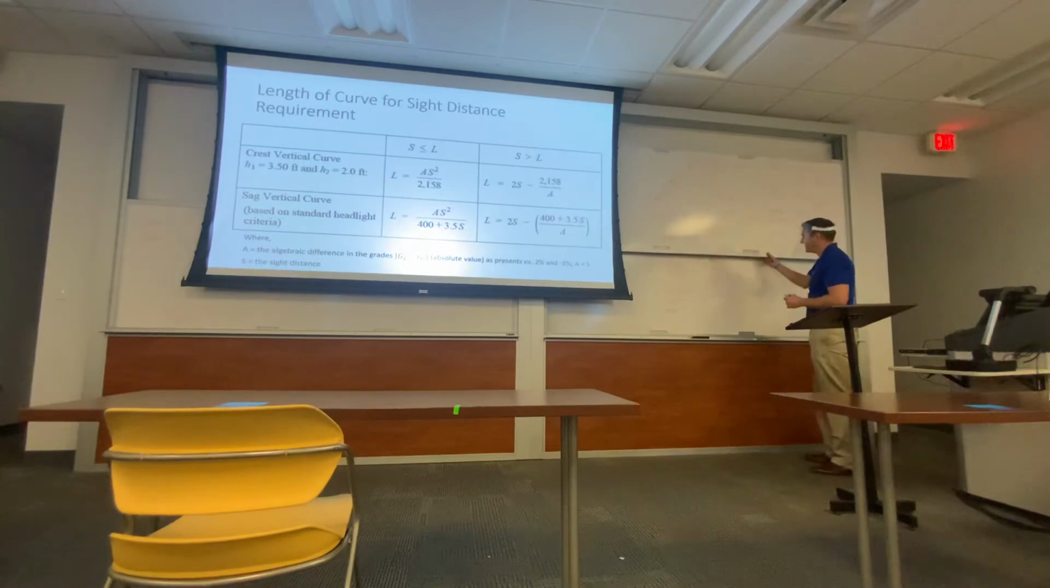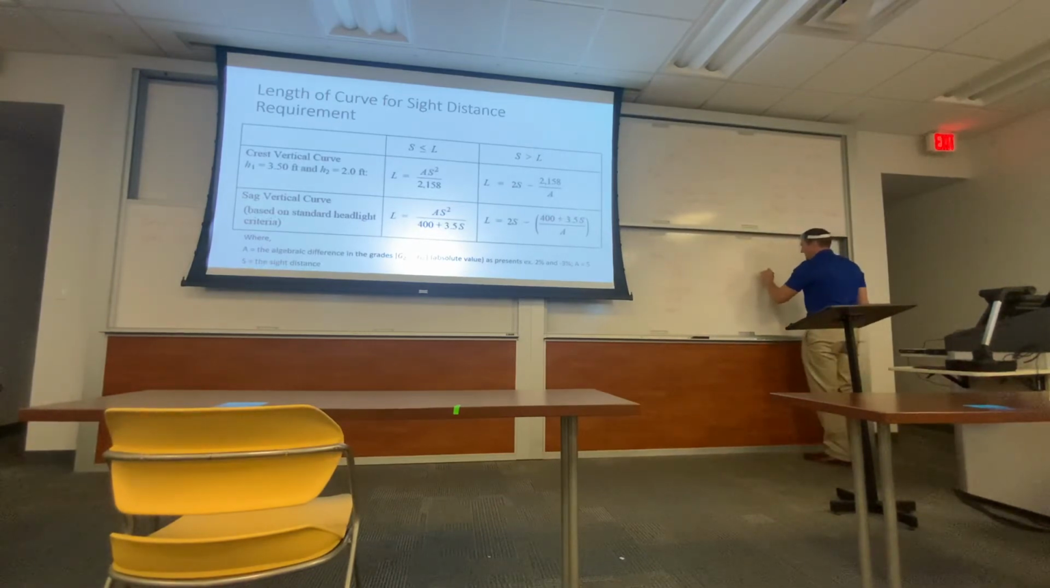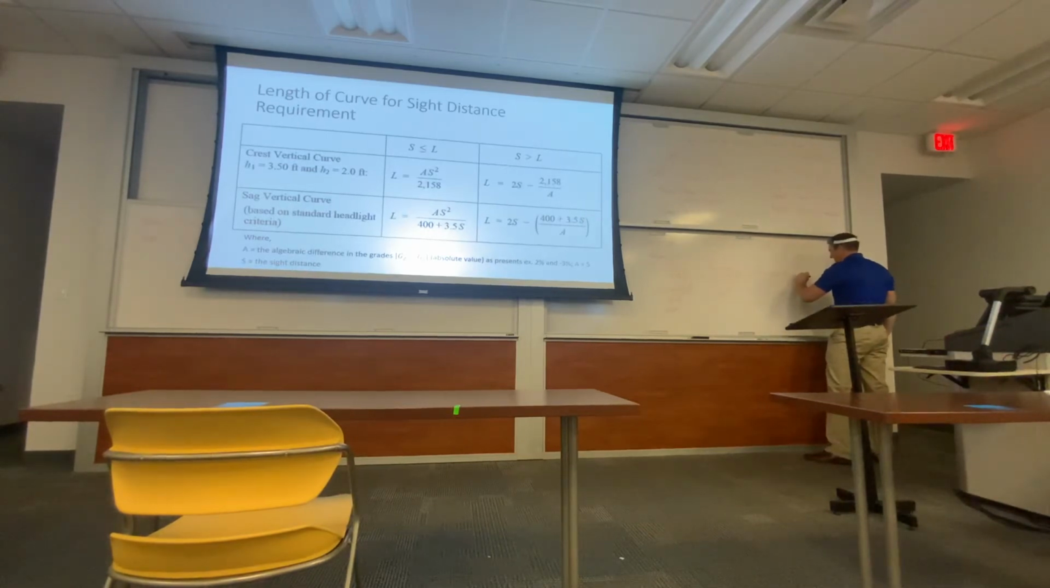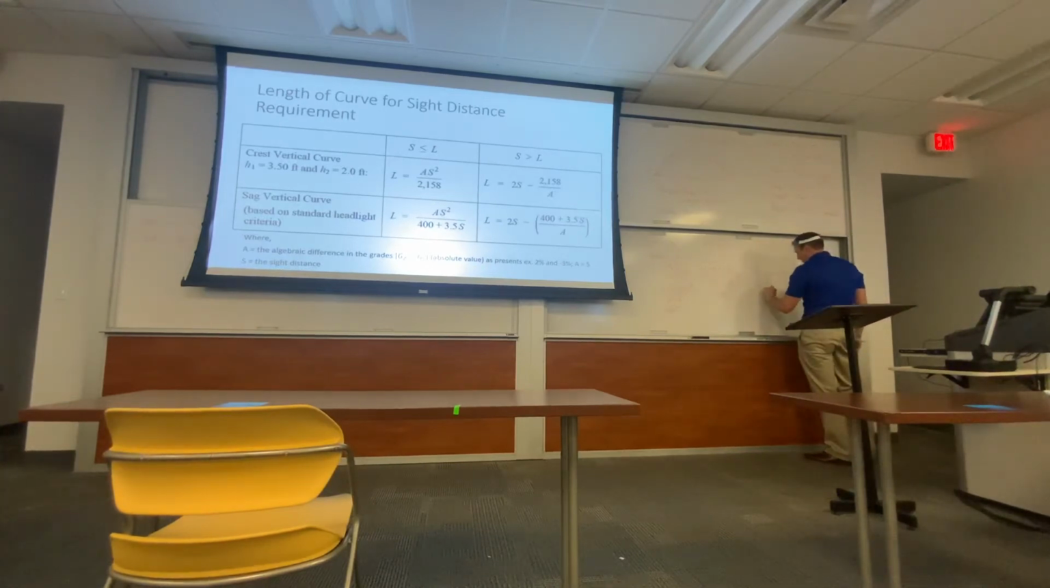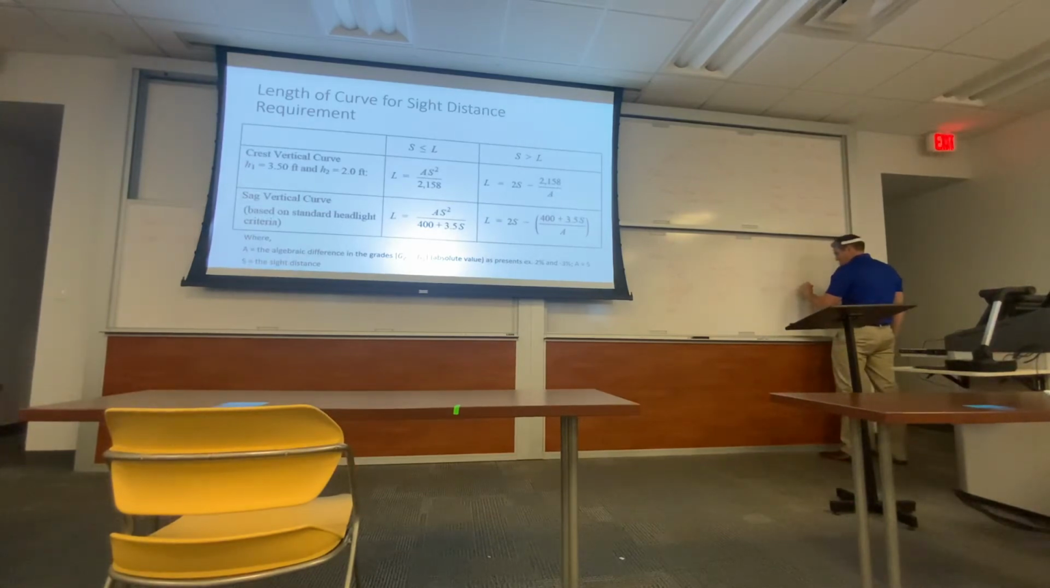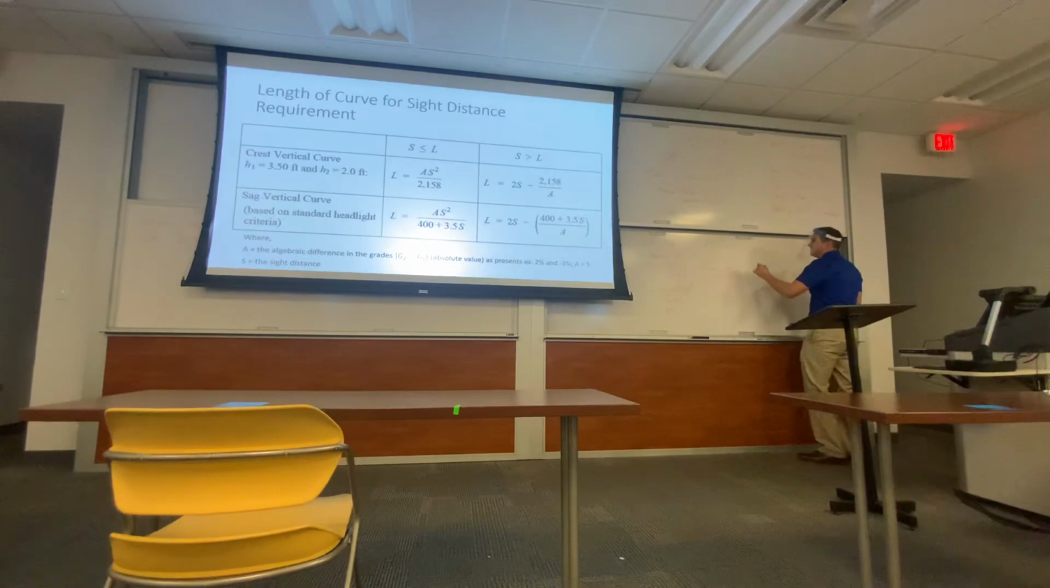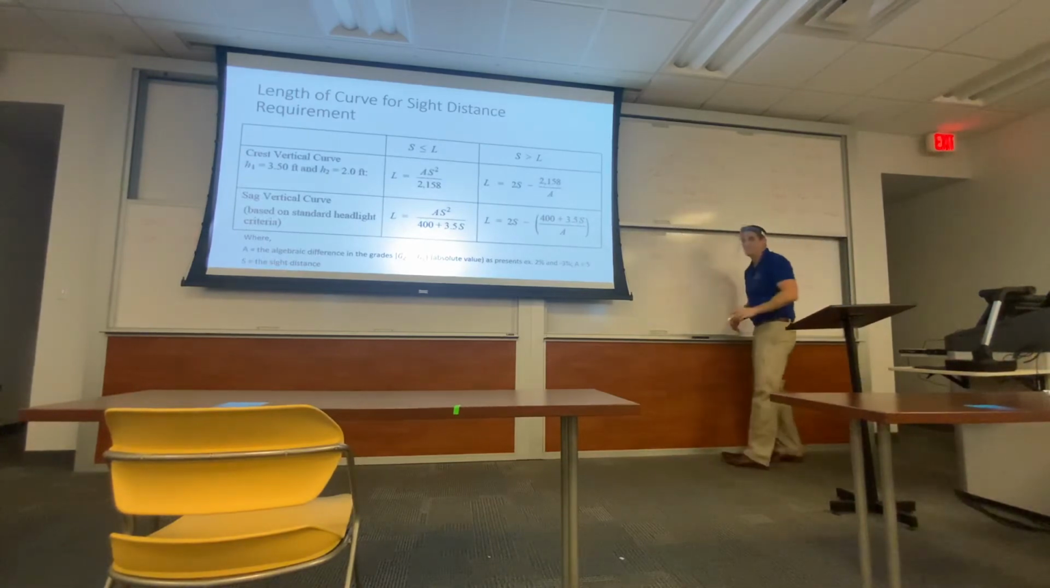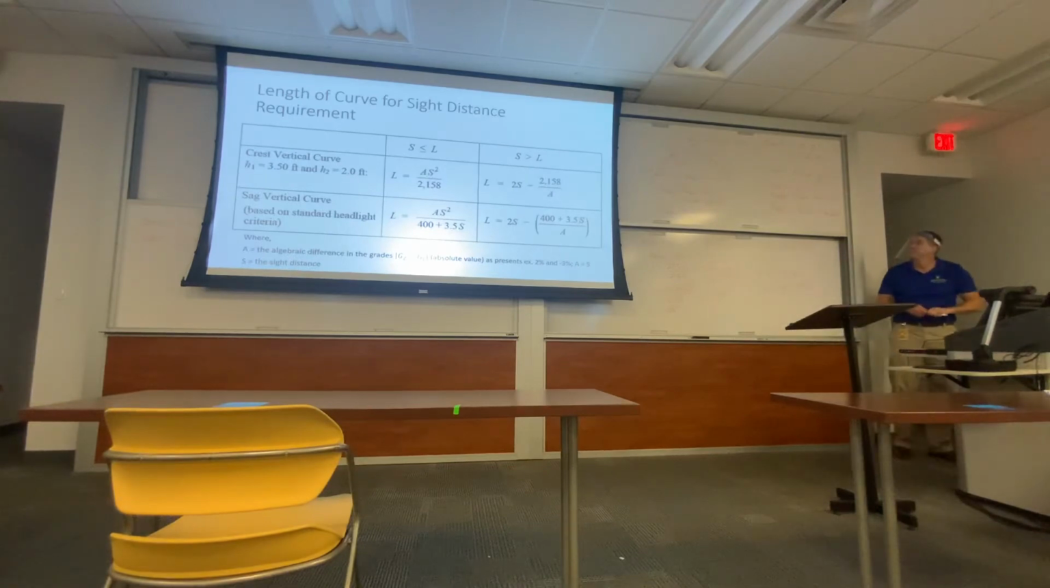Okay, and then we'll say STA PVT equals STA PVC plus the whole L, equals 118 plus 10 plus 1070, equals 128 plus 80. Good? Fairly straightforward.